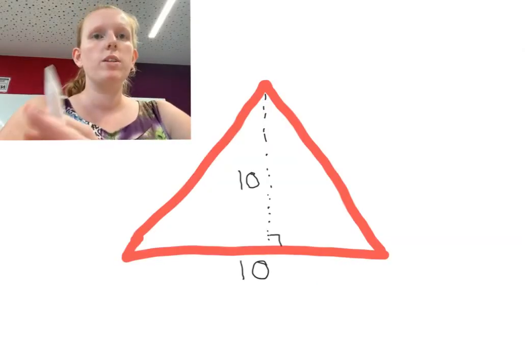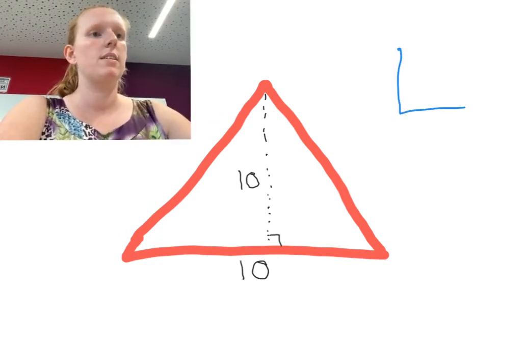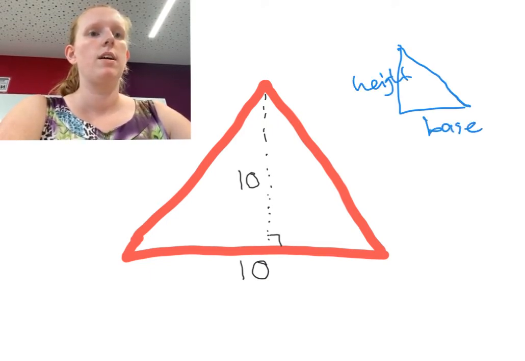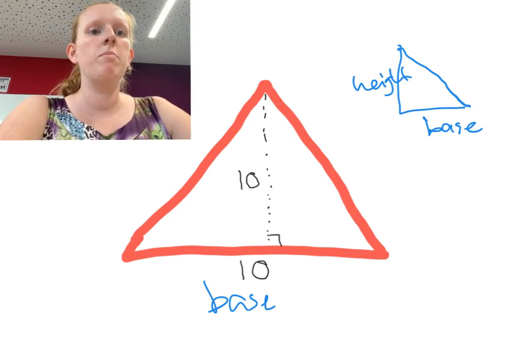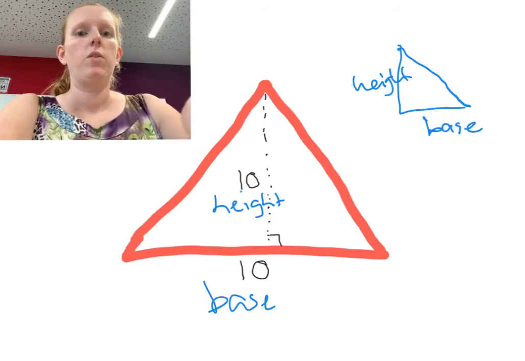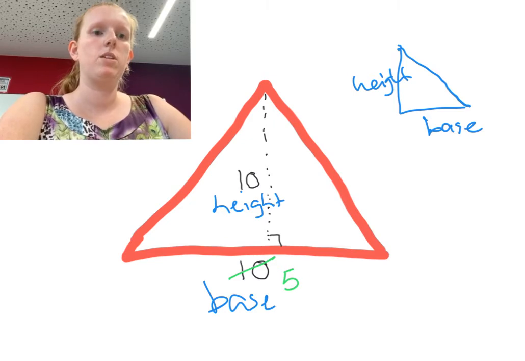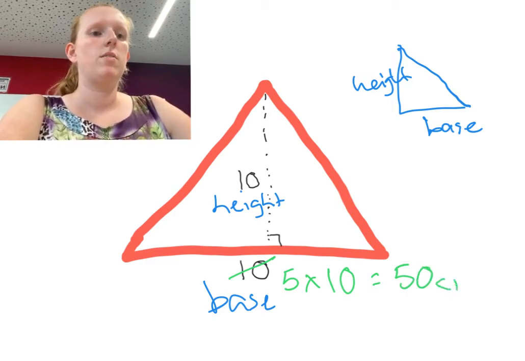Now, sometimes triangles look different. They don't necessarily look as straightforward as this, where it's easy to see the base and the height. Sometimes they have a line in the middle. So this down here is our base. But this line up here in the middle represents the height. So we halve our base. So it was 10. Now it becomes 5. Times it by our height, which is 10. So 5 times 10 gives us 50. We'll say centimeters, and we have to add squared.